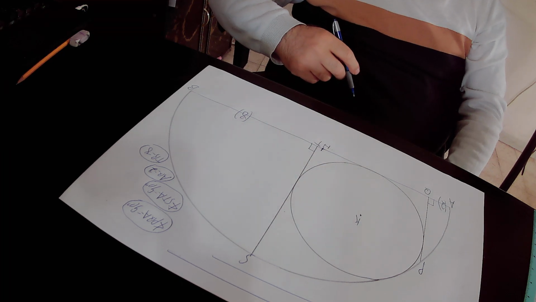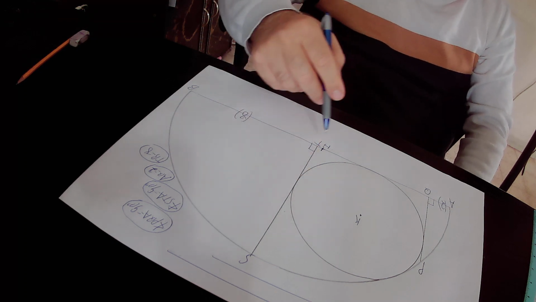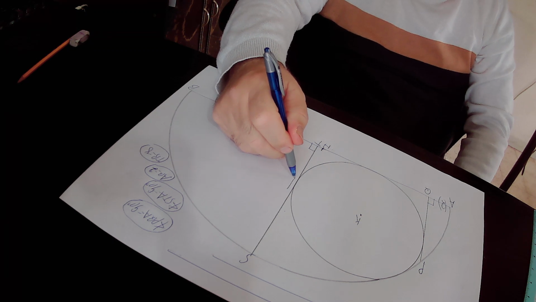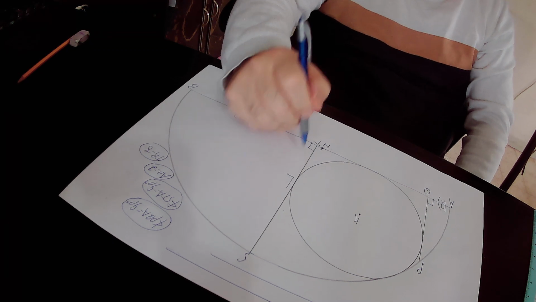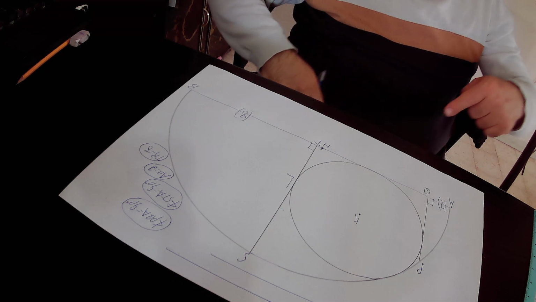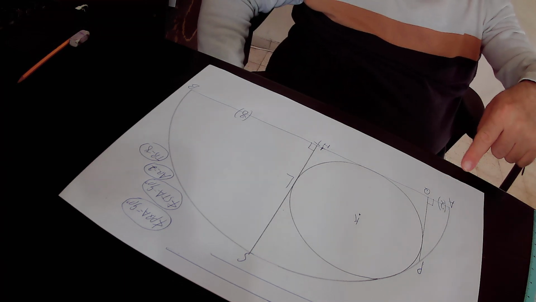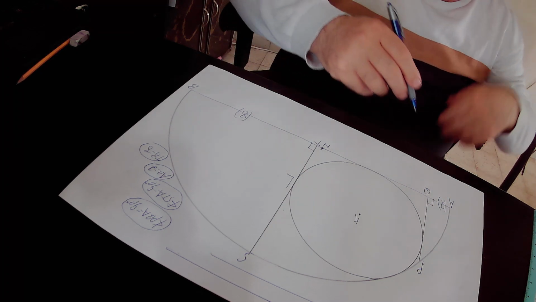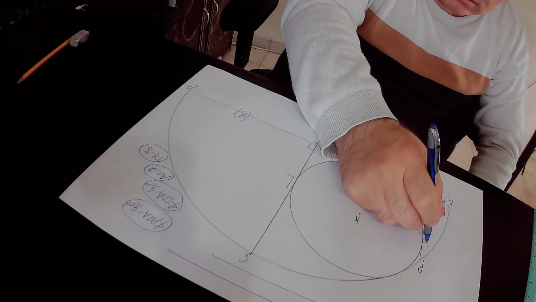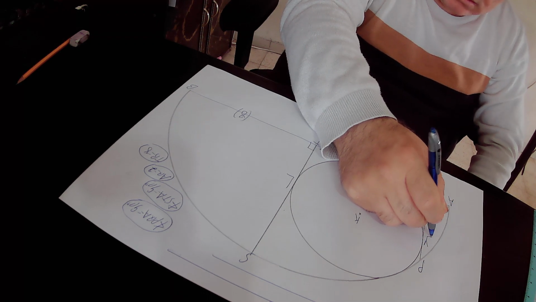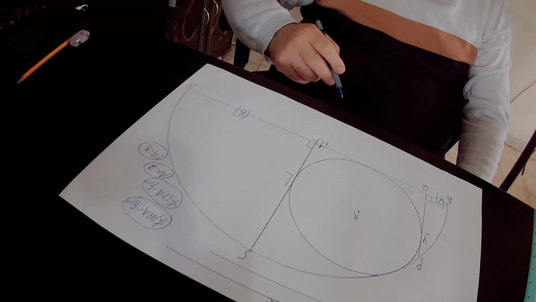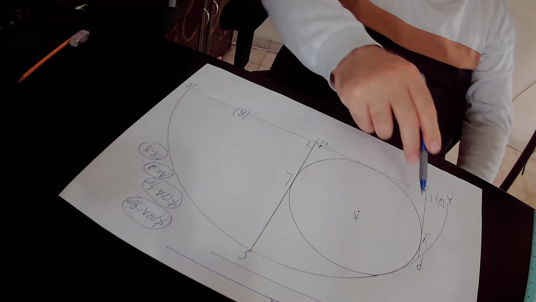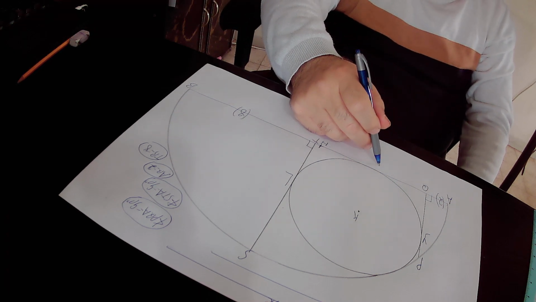We will define the point of tendency of tangent ST with this small circle, this point is point L. And define the point of tendency of tangent PQ with this small circle, this point is point Y. And finally, we define the point of tendency of this tangent AB with this small circle, this point is point M.